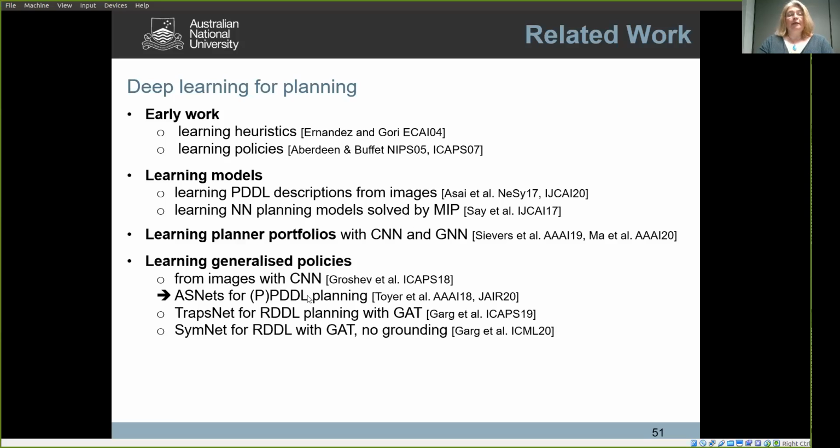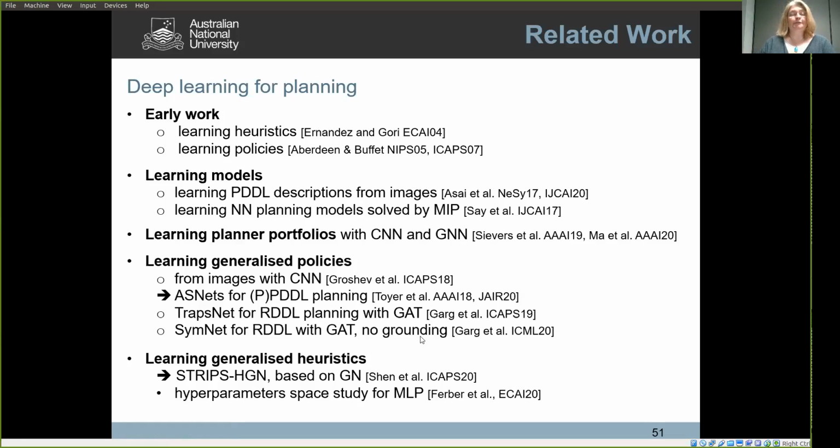which enables us to use only a small number of training examples. Now, in parallel, there was work on doing very much the same with RDDL, for instance, by Alan Fern's group, although they didn't learn a generalized policy, but perhaps more importantly by Mausam's group. So with two systems, TRAPSNET and SYMNET. SYMNET is quite interesting because it doesn't require grounding, so it uses a graph attention network, and yeah, it doesn't have the same issue as ASNet, for instance.